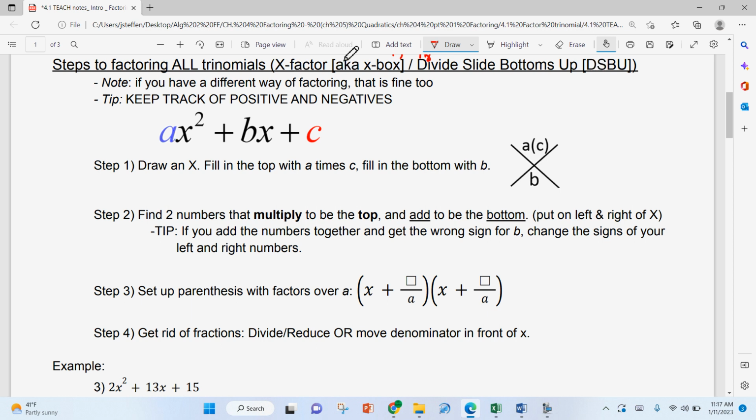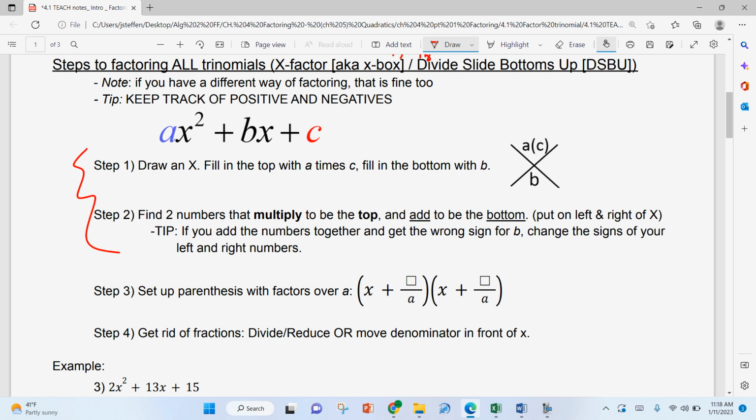Now, the important thing for today, if you want to set it up that way, that's preferred. But step 1 and 2 is really all we're going to need today, besides this example I'm going to do for you in a second. So the second one is you're going to try to find 2 numbers that multiply to be the top number and add up to be the bottom number. 2 numbers that multiply to be the top, add up to be the bottom. You're going to put those 2 numbers on the sides here.